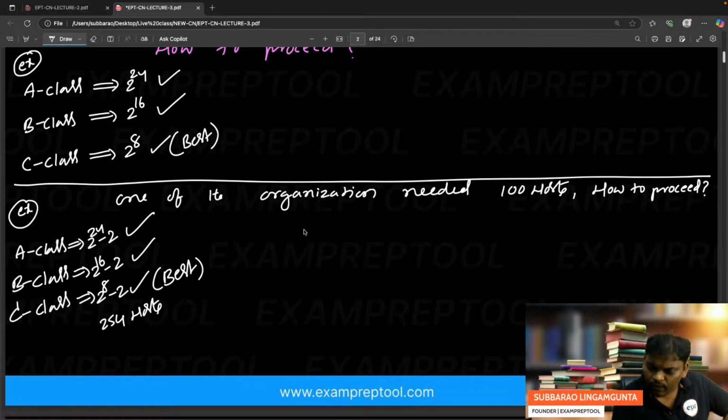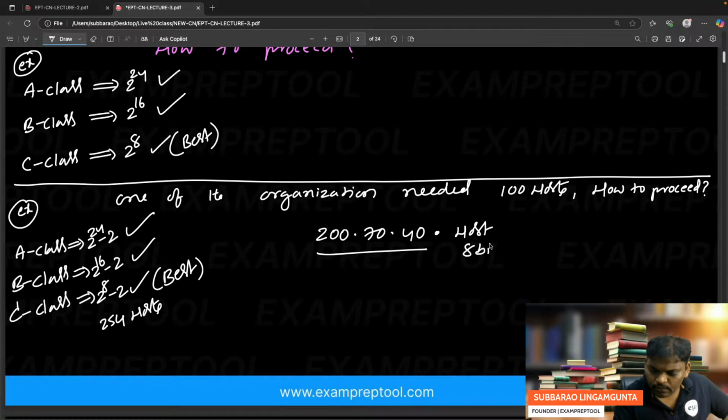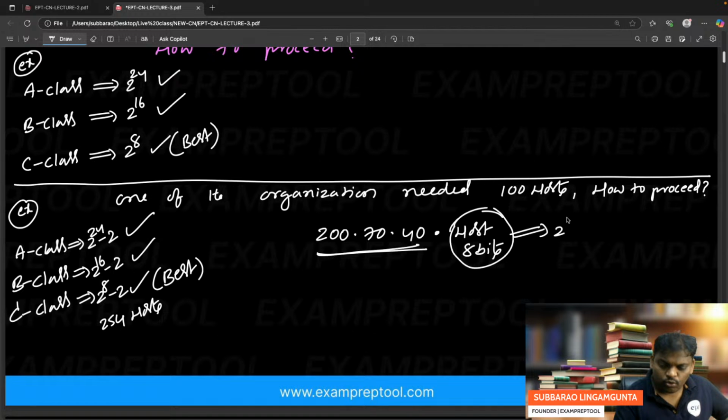Everyone listen. Suppose, assume 200.70.40. One class C. This is the class C. In the class C, host purpose 8 bits. So one class C I took, host purpose 8 bits. Because of 8 bits, the number of hosts possible is 2 power 8 minus 2, which is going to be 254. 254 hosts are possible.